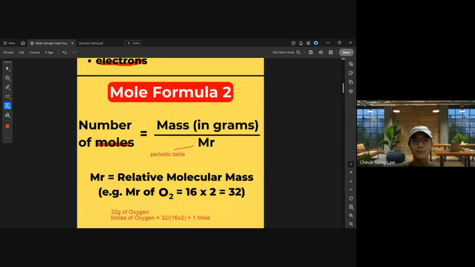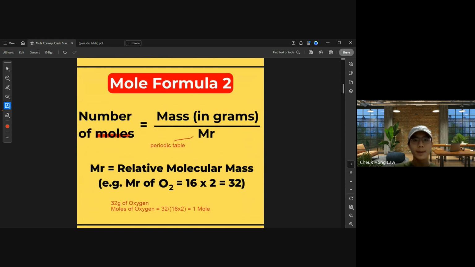Okay, I forgot to mention something important. So for this mole formula, right, you can use it for any substance in any state. Okay, so it doesn't matter solid, liquid, gas, or aqueous. You can use this formula for all states.